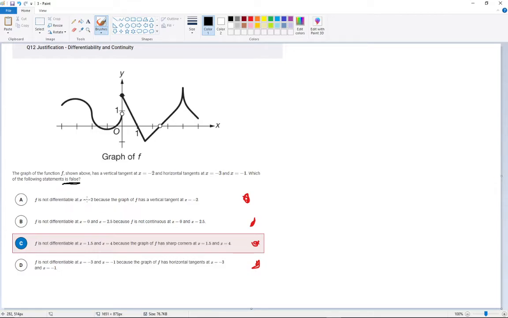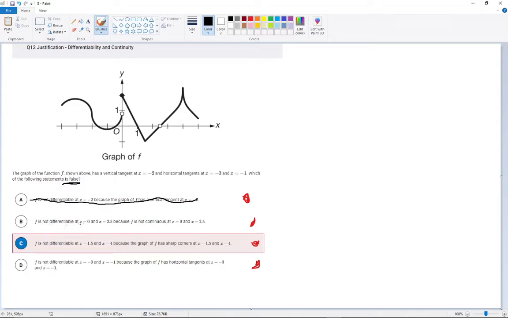F is not differentiable at x equals negative 2 because the graph of f has a vertical tangent, and that is true. That is true because it does have a vertical tangent. So since this statement is true, we can cross that out because we want false information.